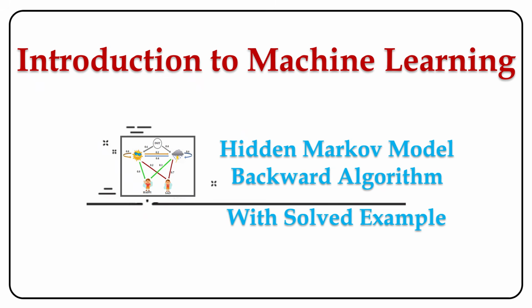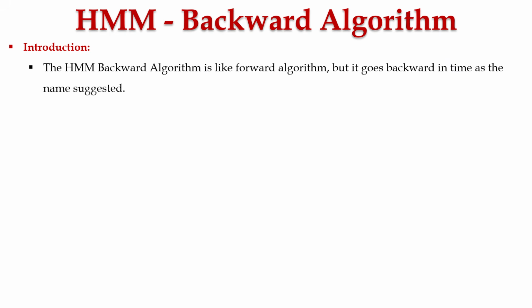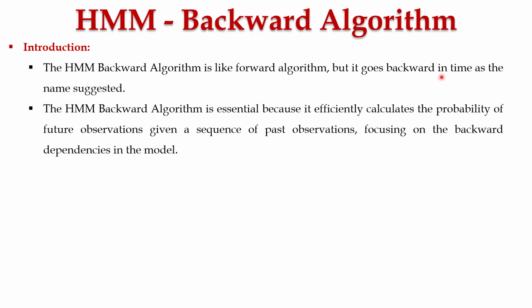In this session, let's learn about the HMM backward algorithm with a solved example problem. As a part of the introduction, we should know that the HMM backward algorithm is similar to the forward algorithm, but it goes backward in time, as its name suggests. It is essential because it efficiently calculates the probability of future observations given a sequence of past observations.